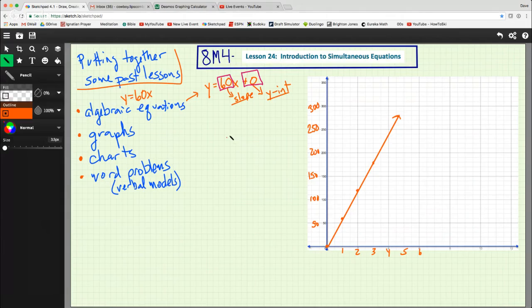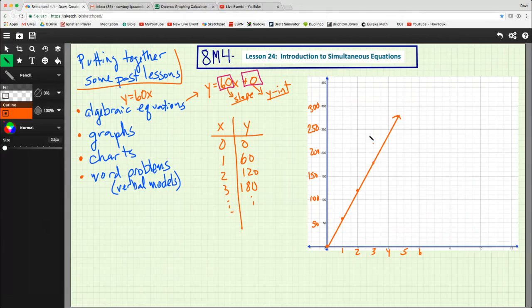And so I'm going to just really quickly create this T-chart. And we're going to make our x and our y. And at 0, we get 0. At 1, we get 60. At 2, we have 120. At 3, we have 180. And so on and so on and so on. And these are all the same thing.